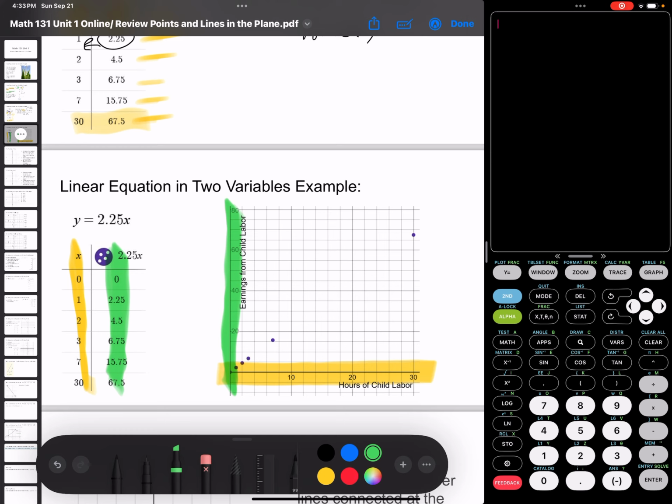So here is what the solutions look like when you plot them on a number line. This dot right here, this dot right here, this dot represents if I work 30 hours, I make $67.50.